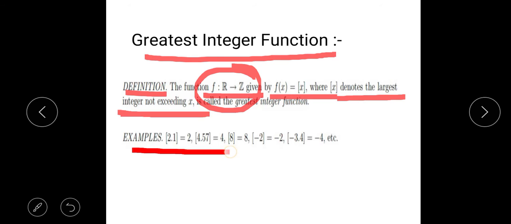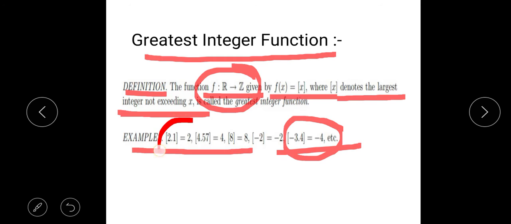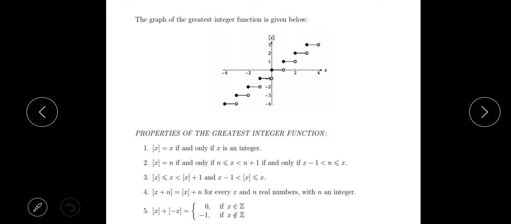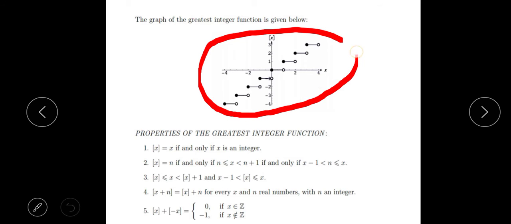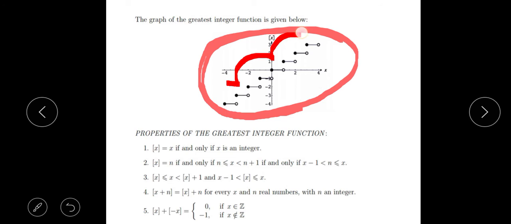Here are a few examples of greatest integer functions. If we take [-3.4], this will give you -4. If we take [2.1], this will give you 2. Let us now see some properties of greatest integer function. This function is also popularly known as step function because of the graph of the function. This is like steps.